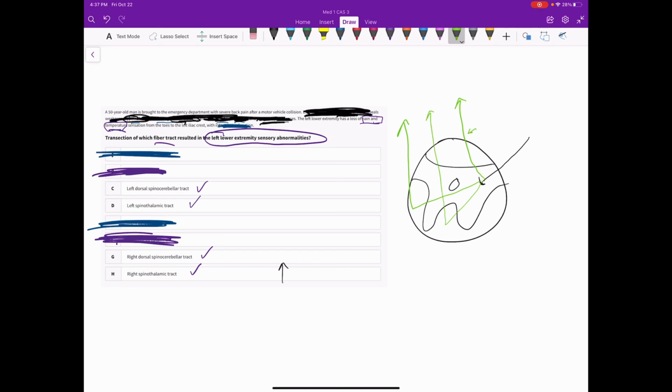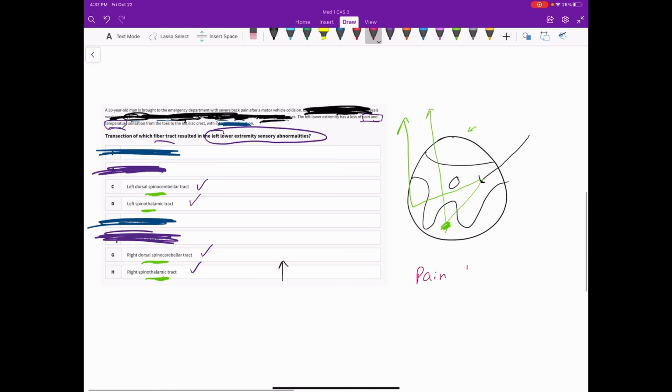Now, the answer choices only gave us the dorsal spinocerebellar, which is down here. Spinothalamic, which is lateral, spinothalamic again, and dorsal spinocerebellar. So we know it can't be the dorsal root column. It can only be in the lateral or the anterior. Now, what was pain and temperature used for? If you remember what pain and temp was used for, we know the answer is going to be spinothalamic.